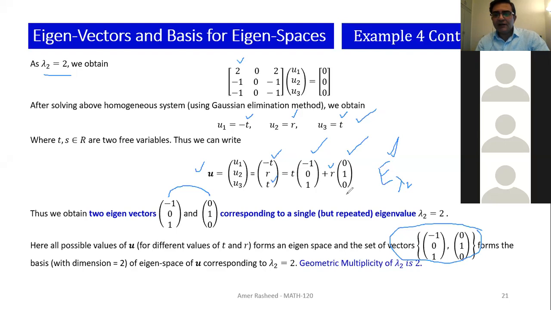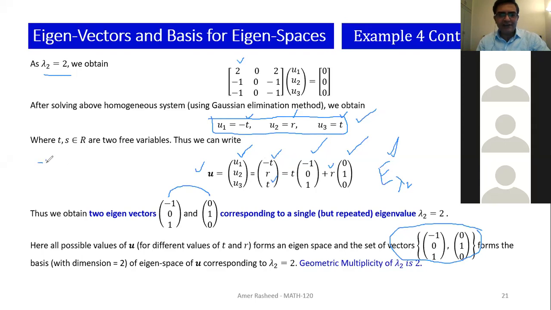Sir, why did we take this second one? Isn't t enough? Isn't taking one vector for t enough? Look, you have this solution, this is your solution. How many free variables do we have here? 2 free variables. Now when we write u in this form, u1, u2, u3, what do we get here? We get minus t, r, t. Now we have to take both t common, and also r common. We split this vector into 2 vectors.